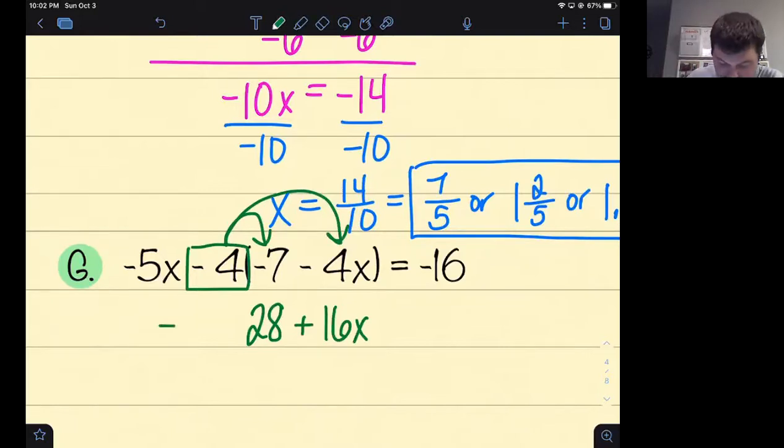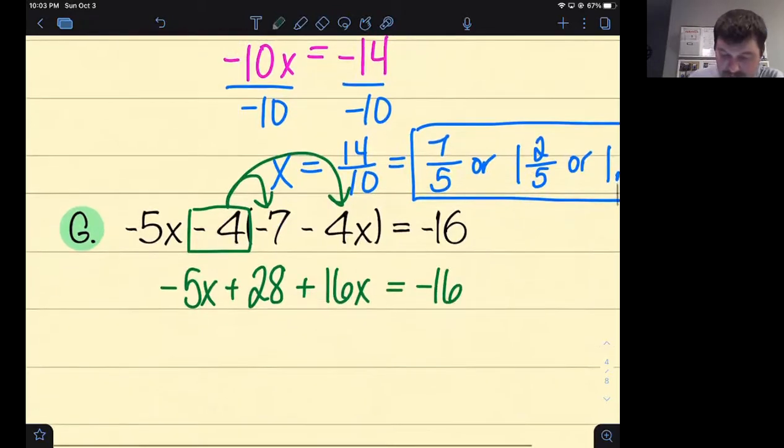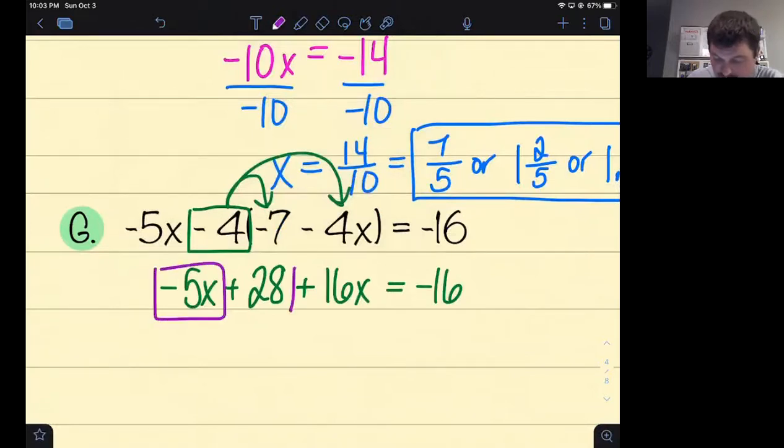Then I can copy down the -5x. It was a +28, so put a plus sign. And then I can copy down the equals -16 on the other side of the equation. Now, when I combine my like terms, I've got a negative 5x right there. I've got a positive 16x right there. They have different signs. I'm going to go to war. The positive army wins this war by 11.